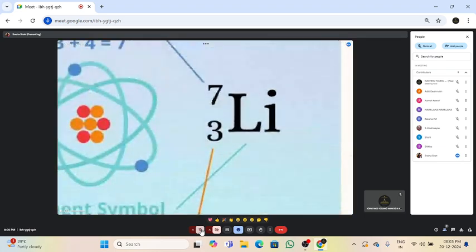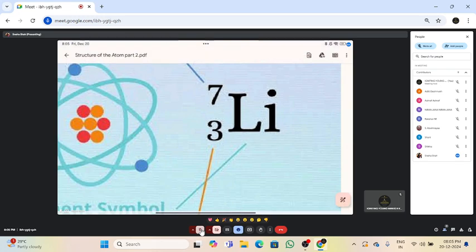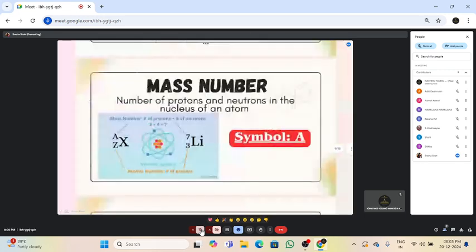Now understand that when we write 7 lithium 3, what does it mean? That the total number of protons and neutrons is 7, and there are 3 protons. That means the number of neutrons is 4 here. Understood? All right.